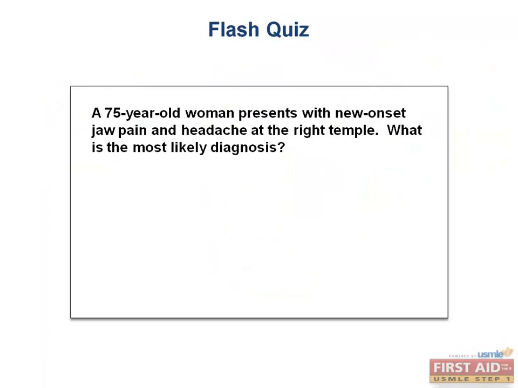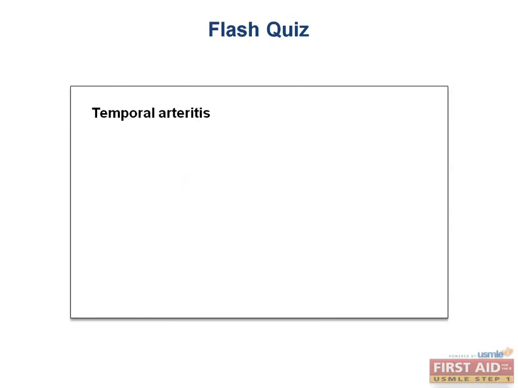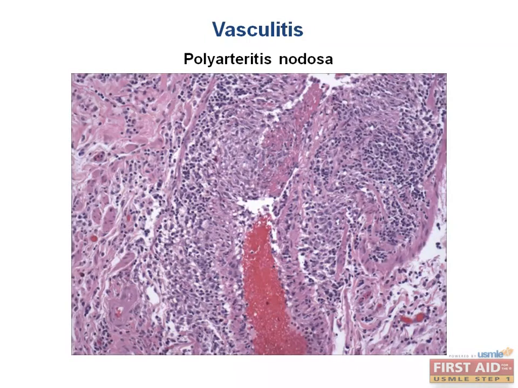So, let's do a flash quiz. Here it is again, snuck up on us. A 75-year-old woman presents with new onset jaw pain and headache at the right temple. Now, what is the most likely diagnosis? The most likely diagnosis is temporal arteritis. Again, we have a 75-year-old female, so classically elderly female, jaw pain, headache in the right temporal region. The most likely diagnosis, or what we should be thinking about on our differential, is temporal arteritis.